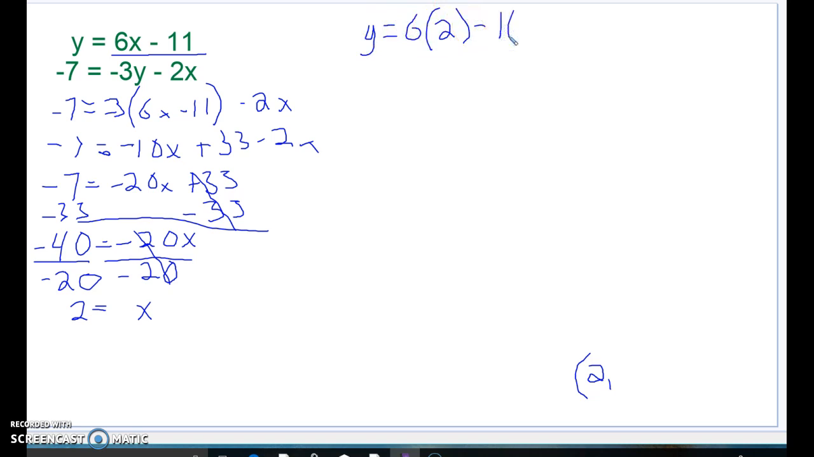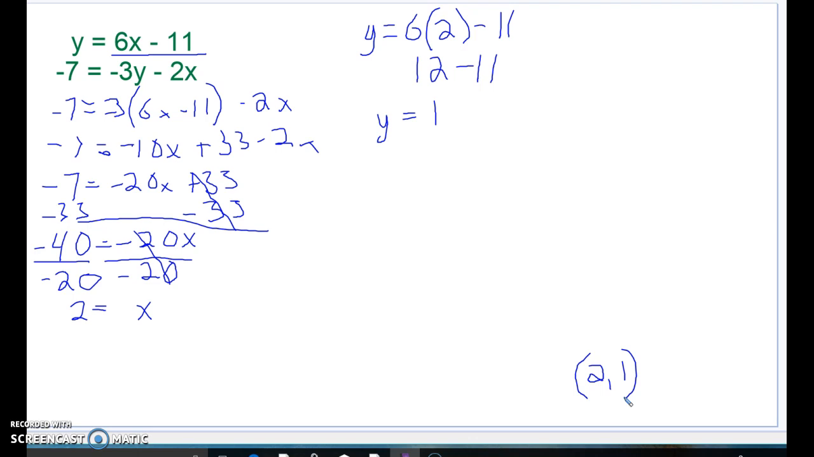We have 6 times 2, which is 12. And we have 12 minus 11, which is going to give us 1. So we end up with y equals 1. So that completes our point of 2, 1. That means if we were to graph the linear equation of y is equal to 6x minus 11, and we were to also graph the equation of negative 7 is equal to negative 3y minus 2x, then those two linear graphs would intersect at the point of 2, 1.